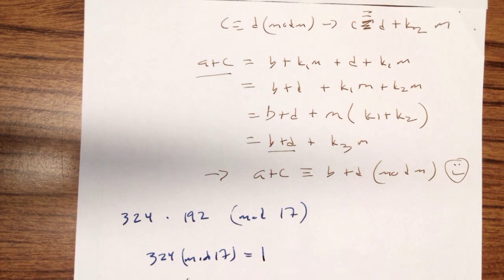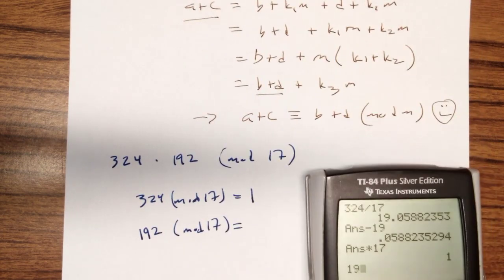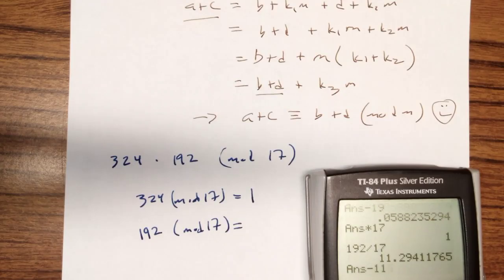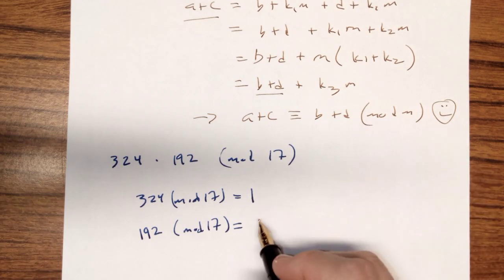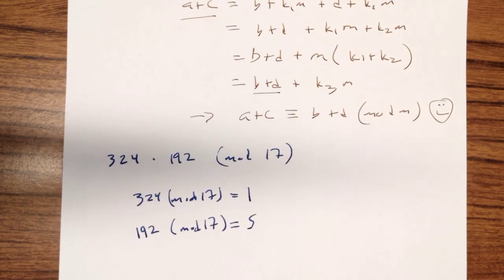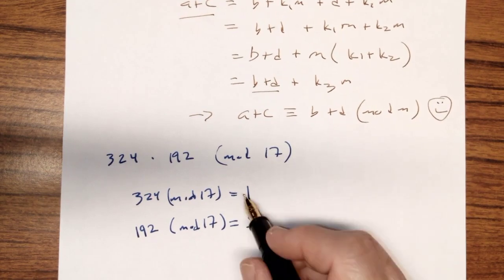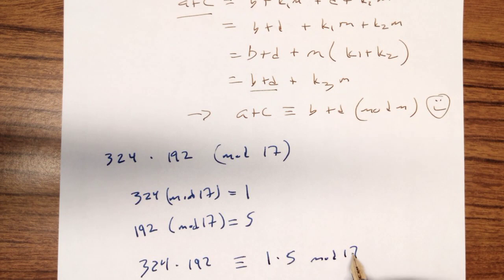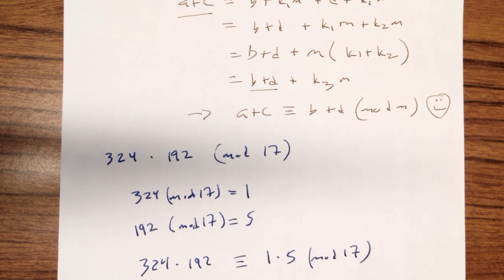192 mod 17. Same deal. 192 divided by 17. Subtract off the integer part. 5. Well, since this is congruent to that and this is congruent to that, instead of multiplying and then figuring out the modulus, I multiply over here. And that tells me that the answer is 5.